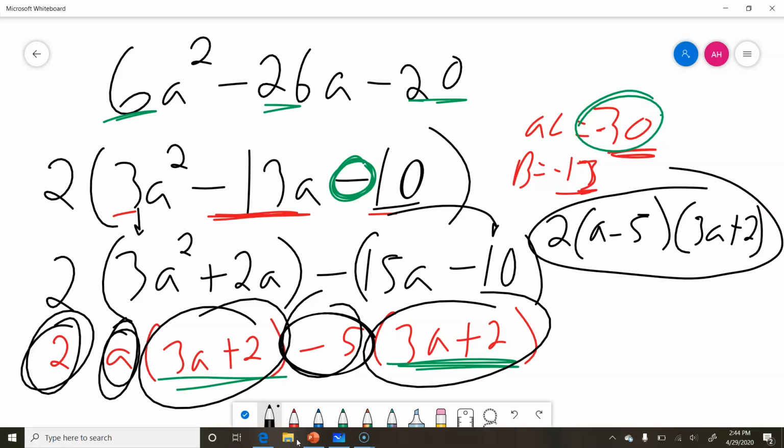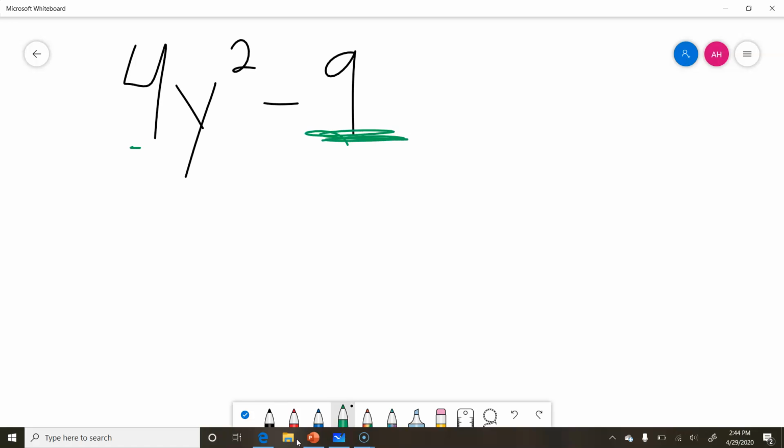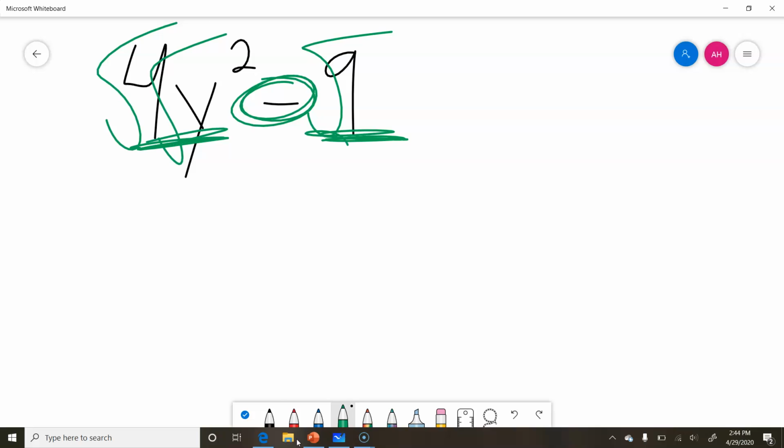Okay? Now, another one that we have to do for this lesson is a difference of squares. So let's say we have 4y squared minus 9. Remember, difference of squares, we have one number here, and we can take the square root of that. Ooh, that's a perfect square. 4 is a perfect square. Y squared is a perfect square. And we have a minus sign. So I know it is a difference of squares, so I just start taking the square root.